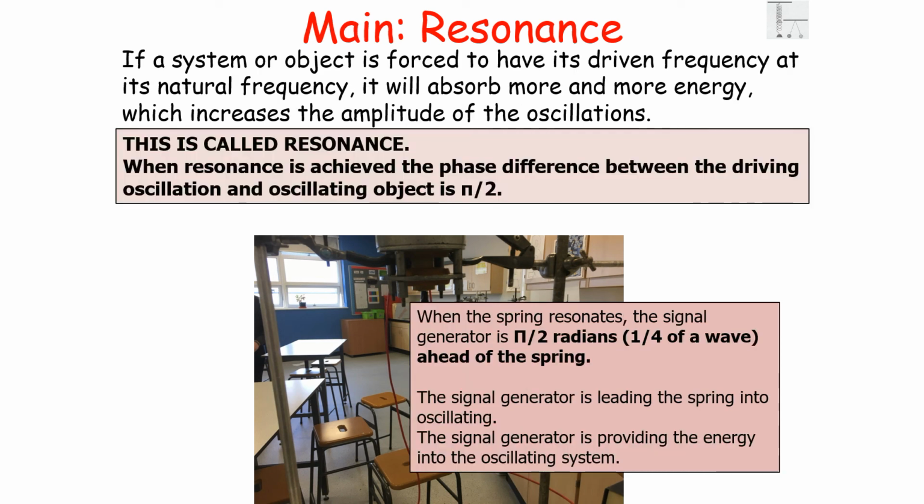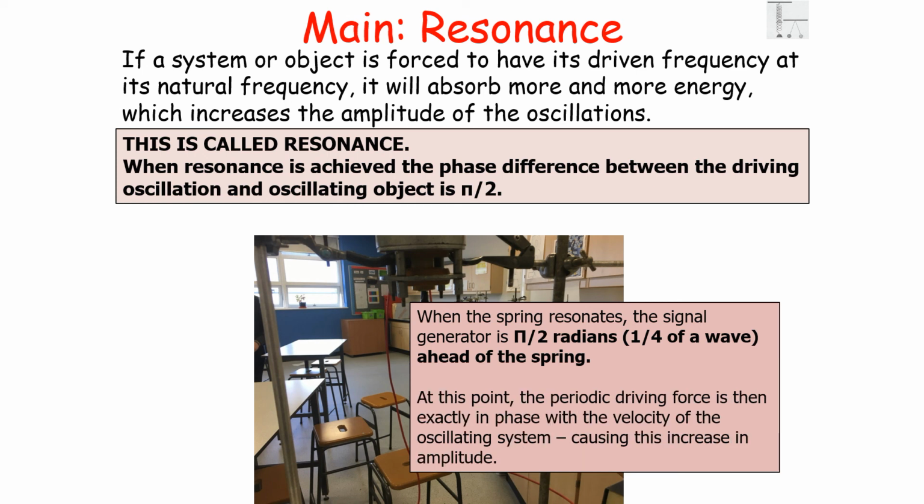When you hit resonance, there's a phase difference between the driver and the driven of pi over 2, or a quarter of a wave. So it tells us that the driver is pi over 2 radians, or a quarter of a wave, ahead of the driven. It's important to note that the driver is always ahead of the driven because the driver is putting the energy into the oscillating system. So at this point, the periodic driving force is exactly in phase with the velocity of the oscillating system. It's causing this increase in amplitude.